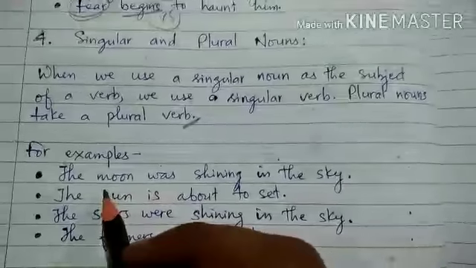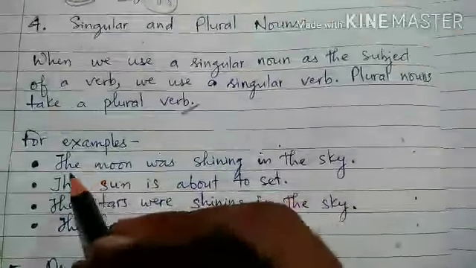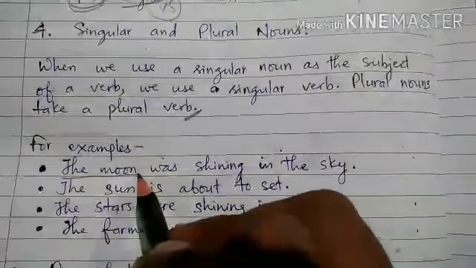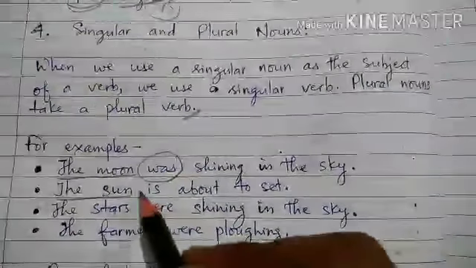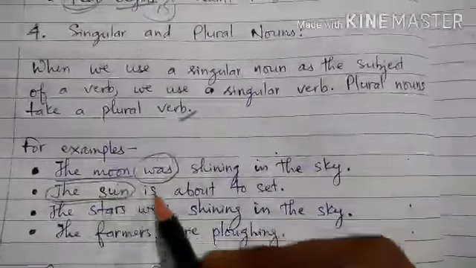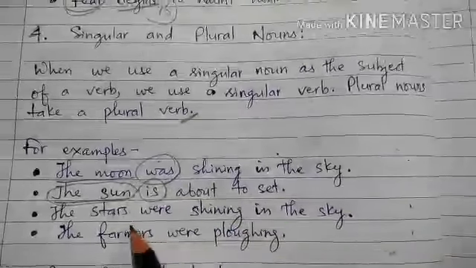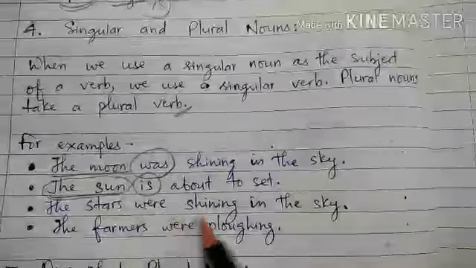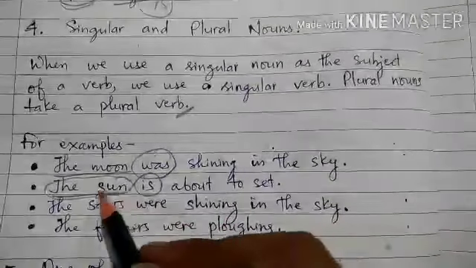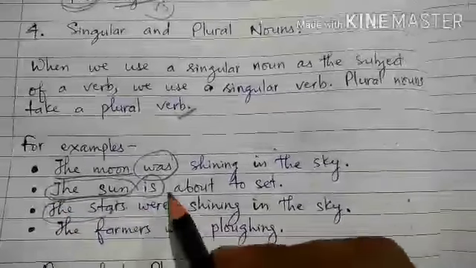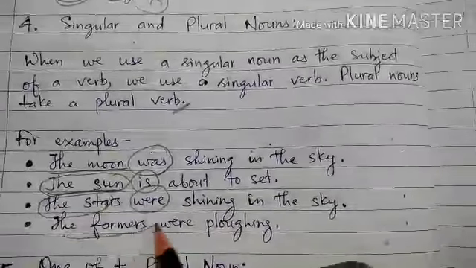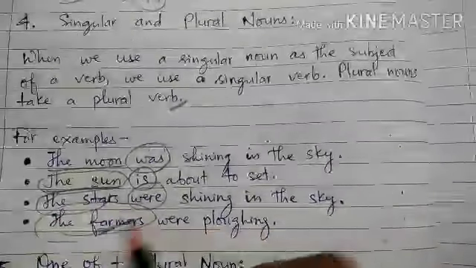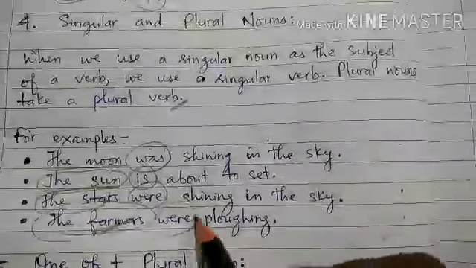ओके, लाइक द मून वॉज शाइनिंग इन द स्काई. द मून, मून सिंगुलर सब्जेक्ट, सो वॉज सिंगुलर वर्ब. द सन इज अबाउट टू से, the sun is a singular subject, so is is a singular verb. The stars were shining in the sky: the stars is a plural subject, so were is a plural verb. The farmers were plowing: the farmers is a plural subject, so a plural verb.